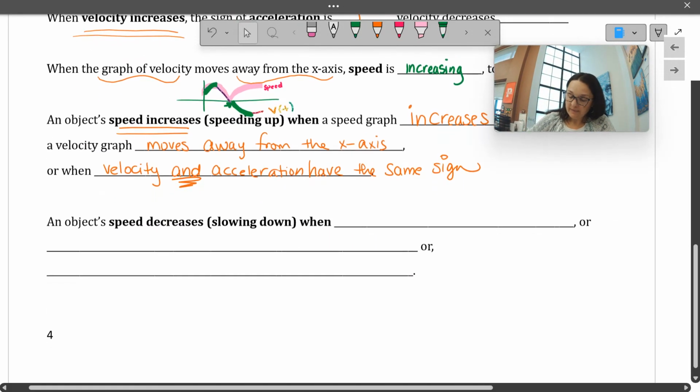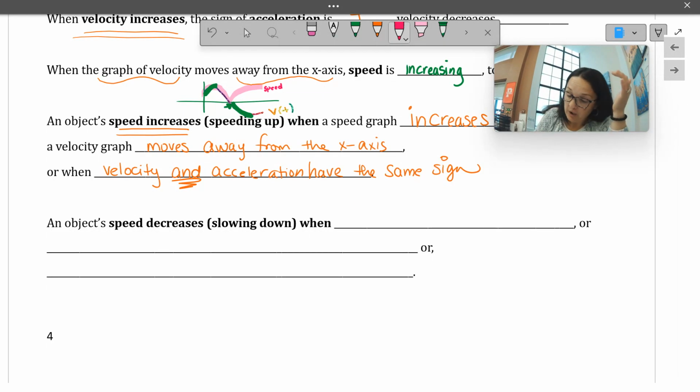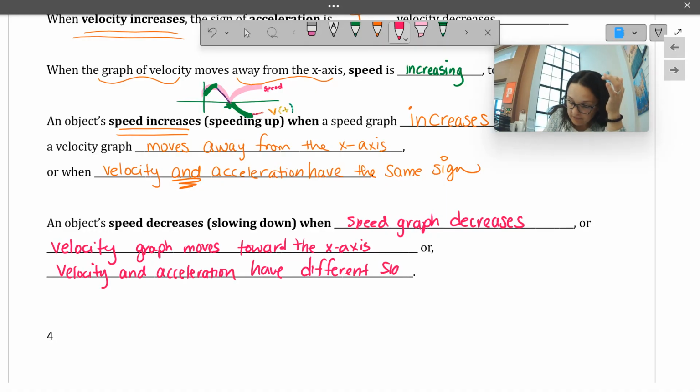Okay, then last but not least, speed decreases or something slows down when the speed graph decreases, which would be when the velocity graph moves toward the x-axis, or when velocity and acceleration have different signs.